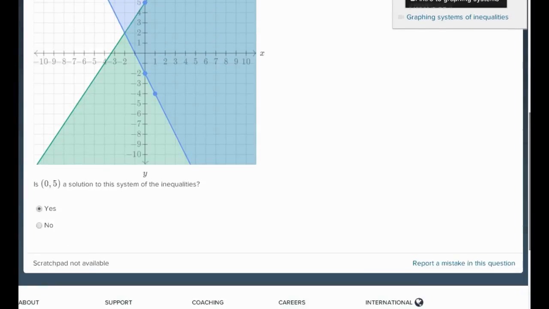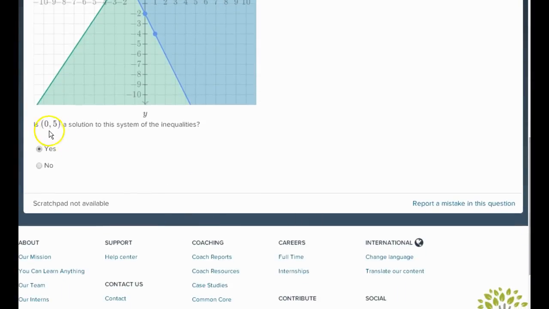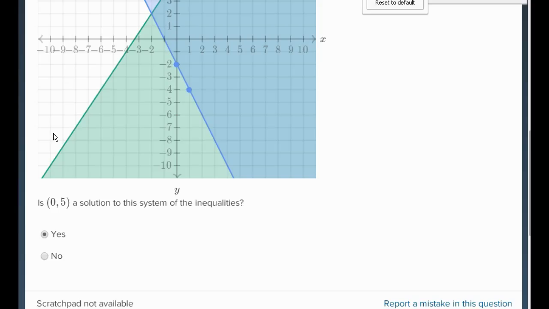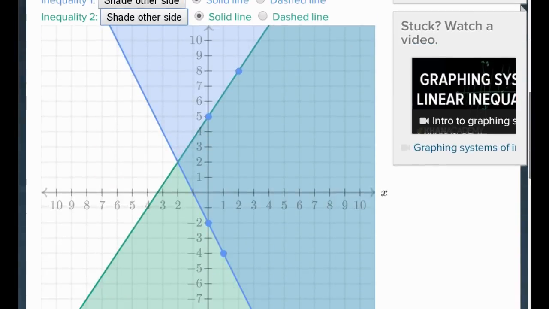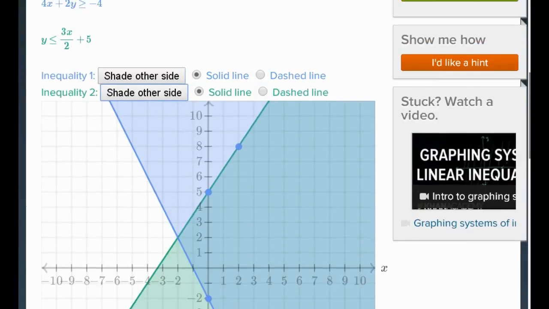And then lastly, there's going to be one question more down here. It's going to ask you, is this point that they give you down here, in this case it's 0, 5, is that in the shaded region? Okay, now it has to be in both. So like here, since this is a solid line, it does count. And if it goes across a solid and a dotted, it does not. It has to be 2 solids or 1 solid. So no dotted lines allowed as a solution.